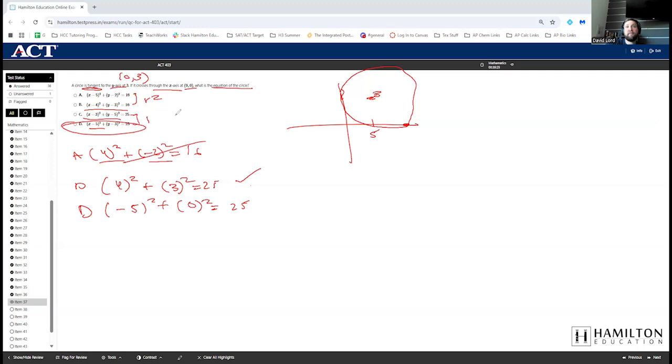These would have radius 5. So there are a couple ways of doing it, but I found that sometimes just taking the points and plugging them in works best, especially since there could be multiple graphs that have the same data.